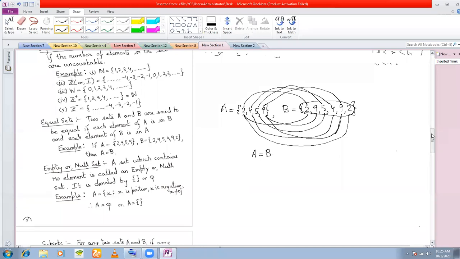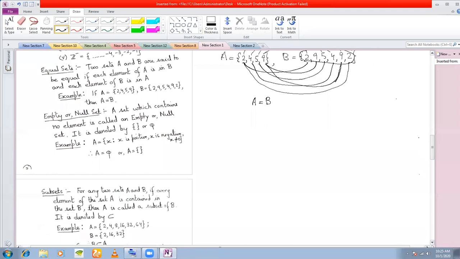Okay, and today I'll just do the last definition for today, which is empty or null set. Now a set can be empty also. A set can have no elements inside it. Such a set is called an empty set. Okay, for example, A is equal to, suppose I define it in set builder form, x is an element of X such that x is a positive number and x is a negative number.